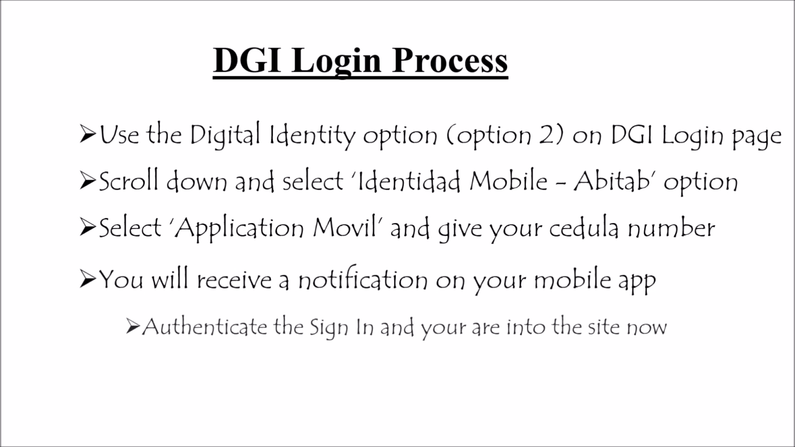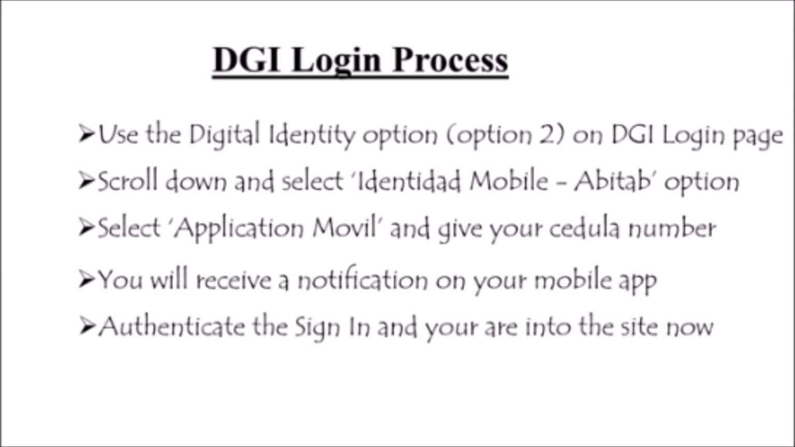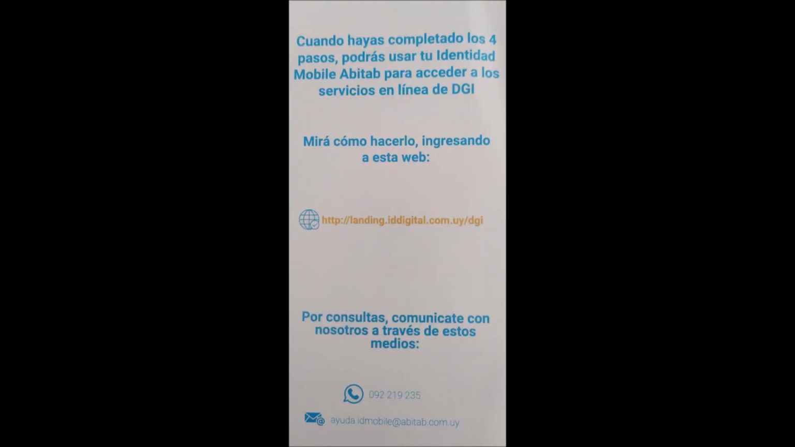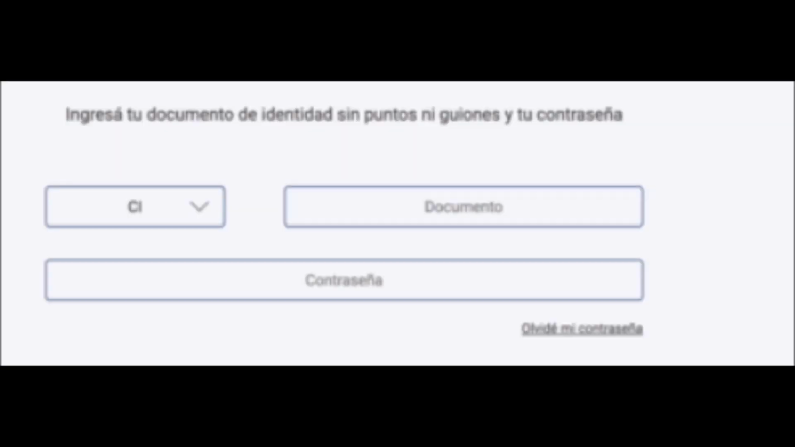The app that we have downloaded on our mobile acts as an authenticator app to log into the DGI site. The pamphlet given by Abitab will have another side where you can see a link given. That link will have the step-by-step DGI login process. I have given that link in the description too. I have also given in the description the user portal for the Digital Identity Abitab, where you can log in anytime and reset your password or the PIN that you have set.